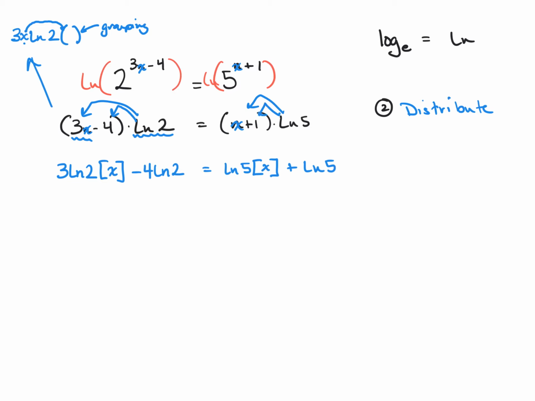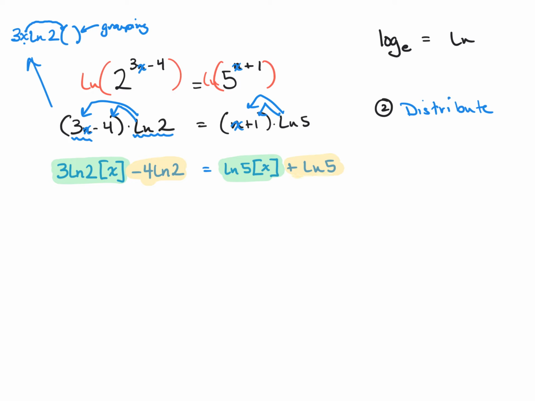Okay, so at this point, what I want to point out to you is, where are my like terms? My first grouping of like terms is right here: 3 natural log of 2 of x, and then here is its like term. And then my other like terms are negative 4 natural log of 2 plus these. So those are the ones that need to get combined.